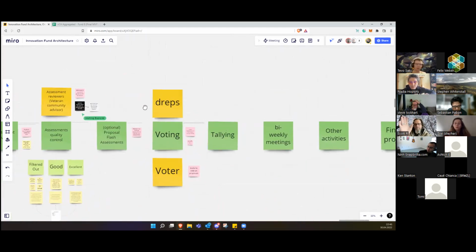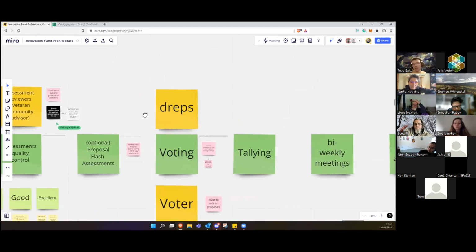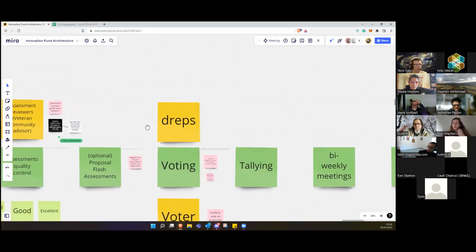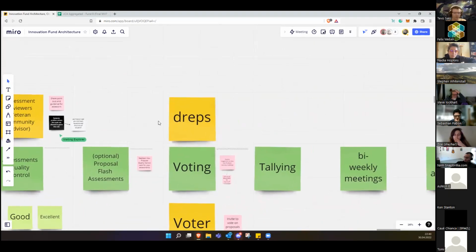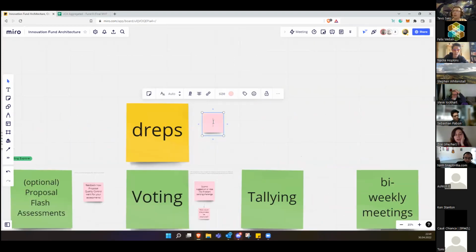Two rows left. T-reps. How could proposal assessors help T-reps? How would you prefer proposal assessors to help T-reps?